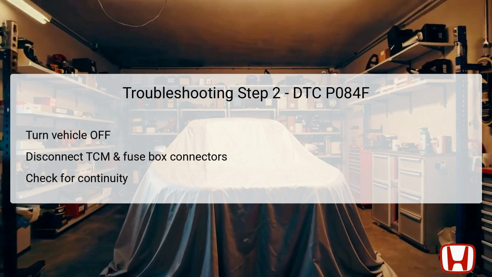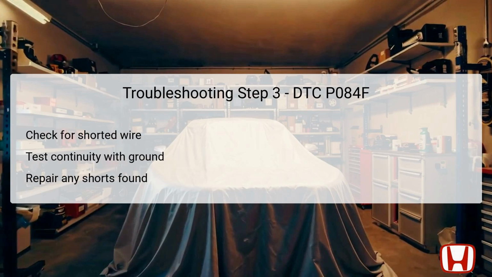However, if there is no continuity, it indicates an open in the park-out ATPP wire, necessitating further investigation and repair in the wiring between the under-dash fuse/relay box and the TCM. The third step involves checking for a short in the same wire that has been examined for opens.